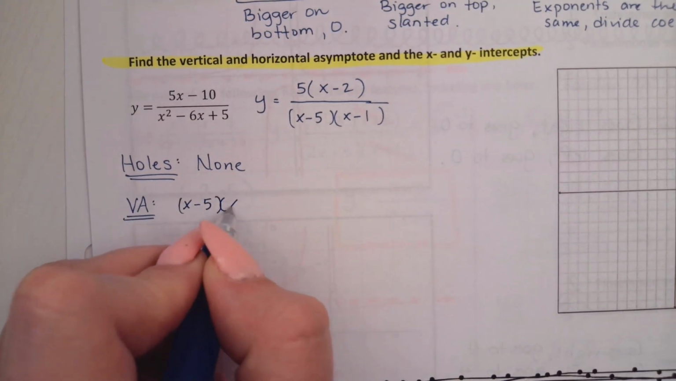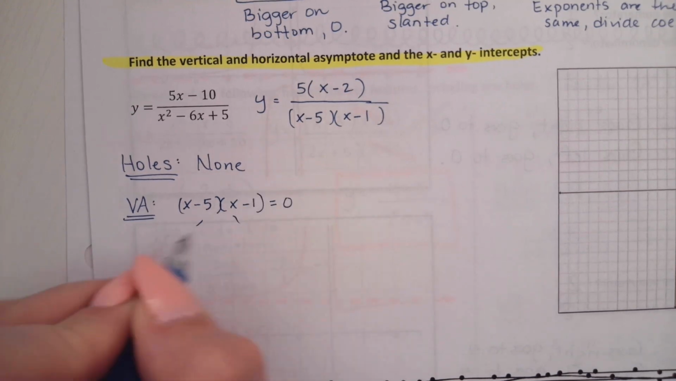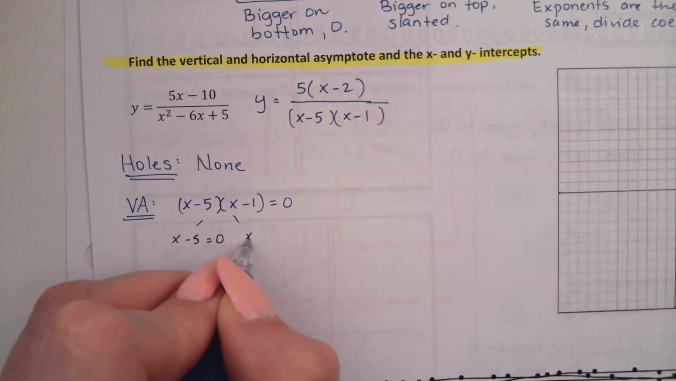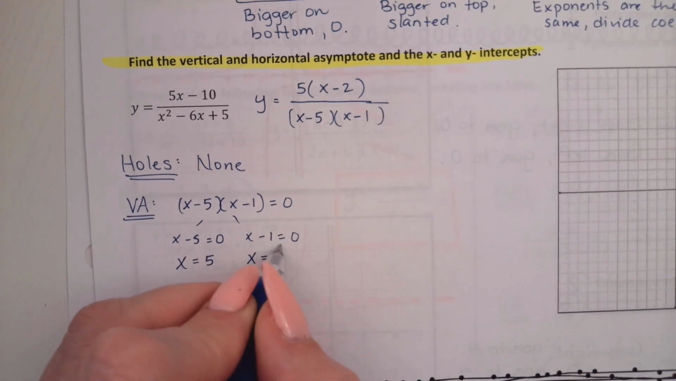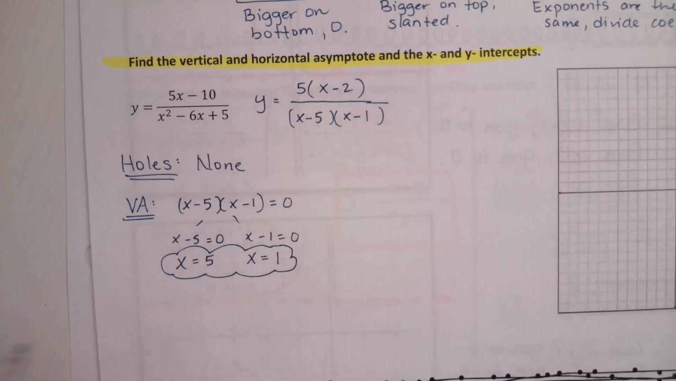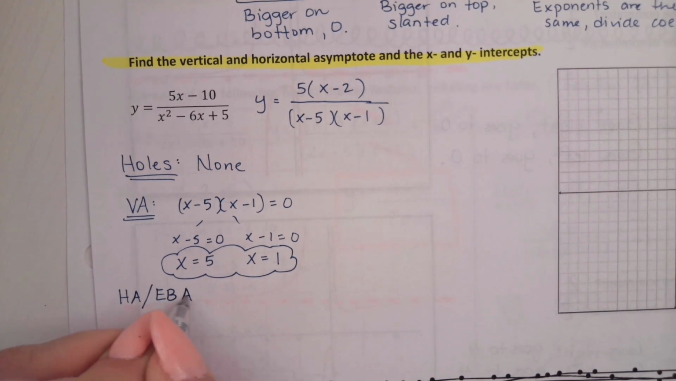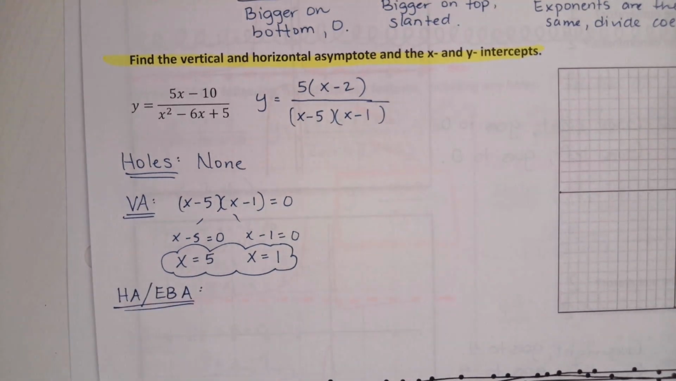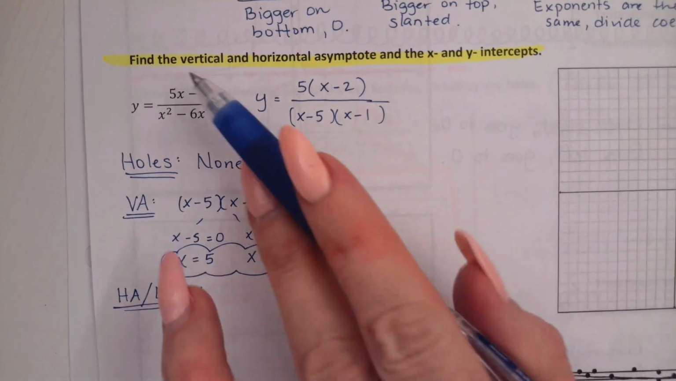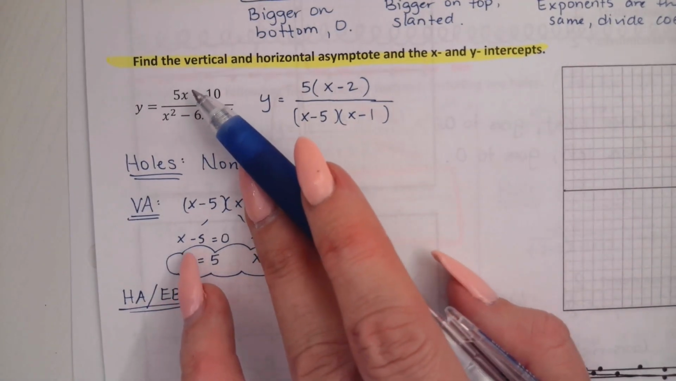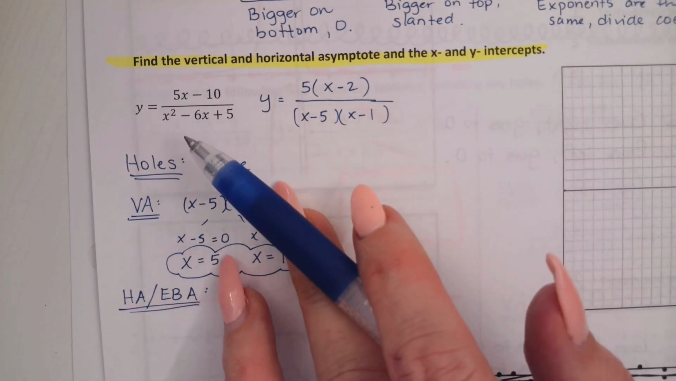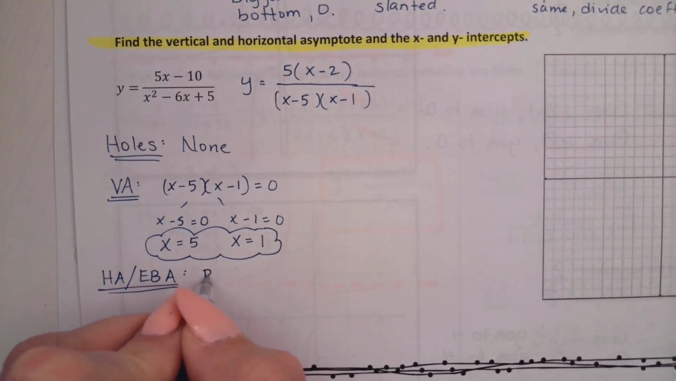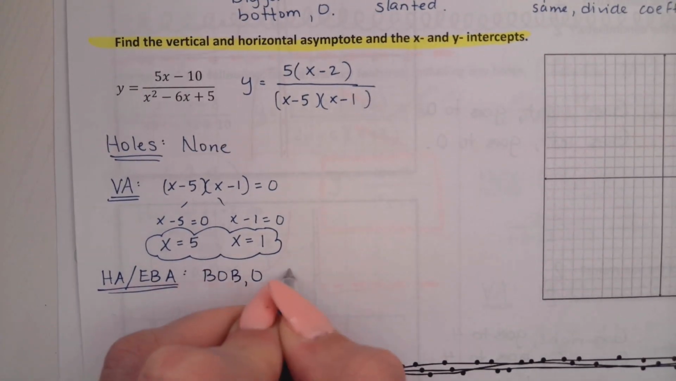Good job, Nick. You're starting to just visualize it. So 1 at x equals 5, 1 at x equals 1. The horizontal, aka end behavior asymptote, we're going to look at the degrees of the numerator and denominator. What is the degree on the top? 1. What's the degree on the bottom? 2. So the degree is bigger on the bottom, which means it's at 0. Bigger on bottom, 0.